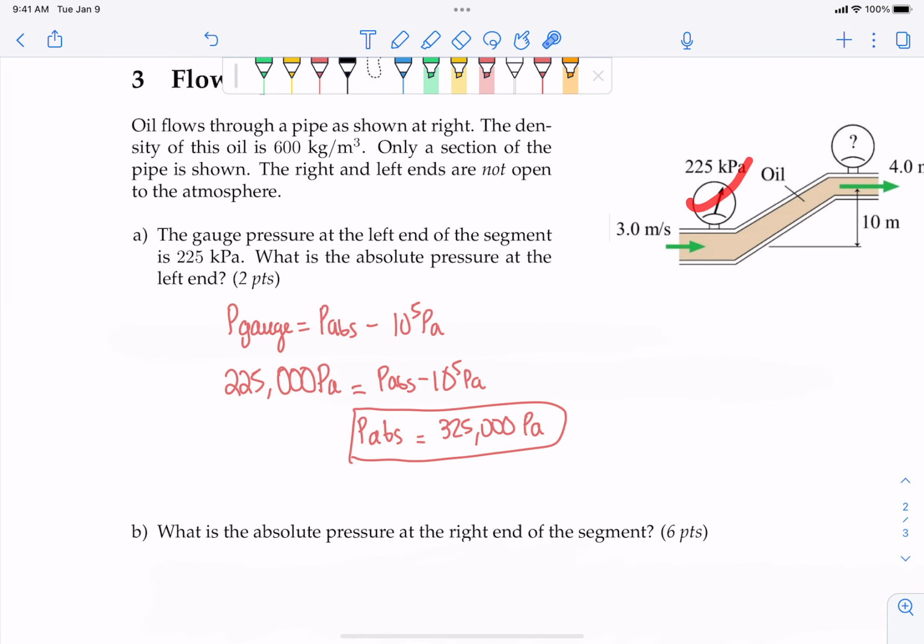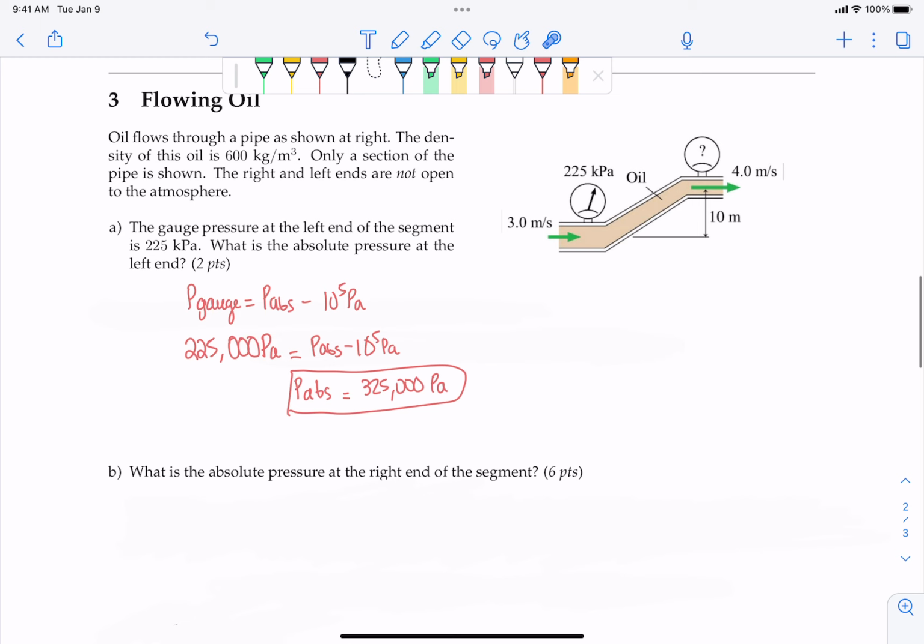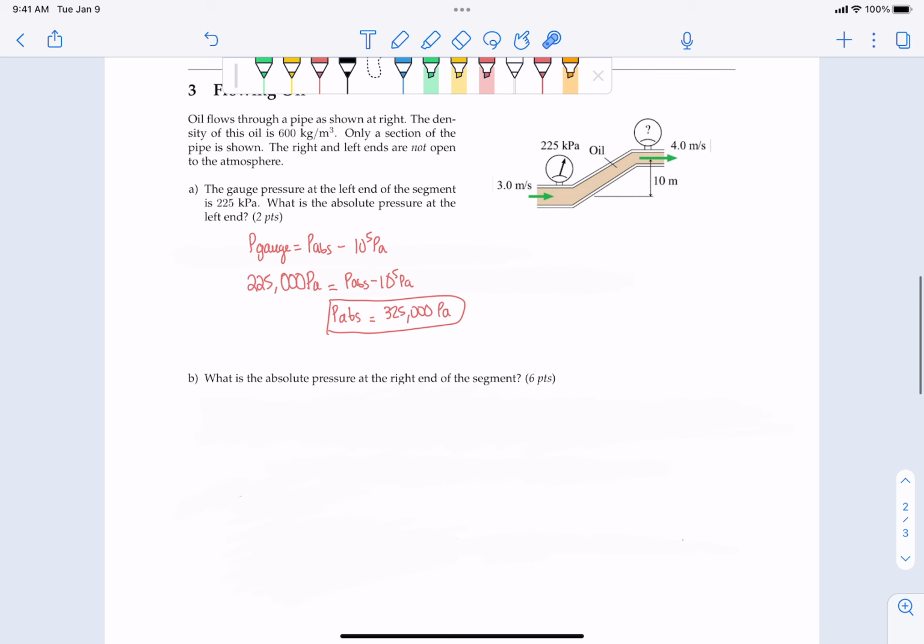That's a pretty quick and easy part right there, 2 points, as long as you understand the definition or how to distinguish between P gauge and P absolute. That should be easy money right there. Make sense for part A?